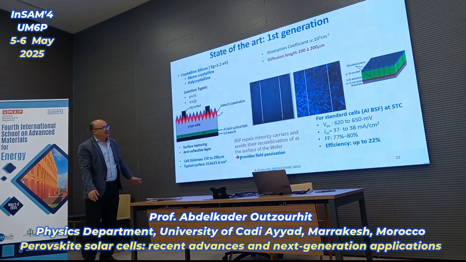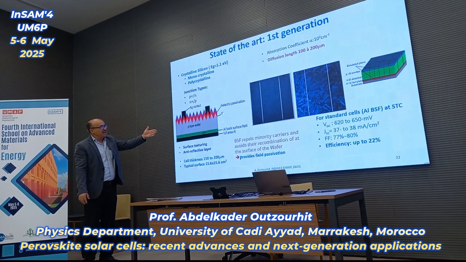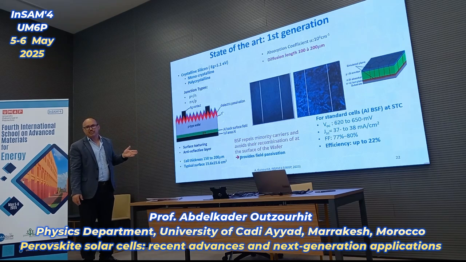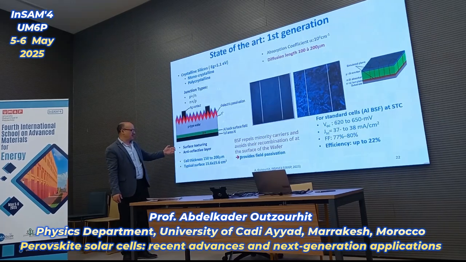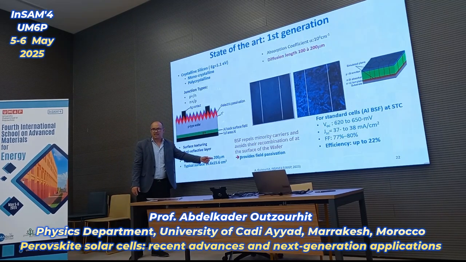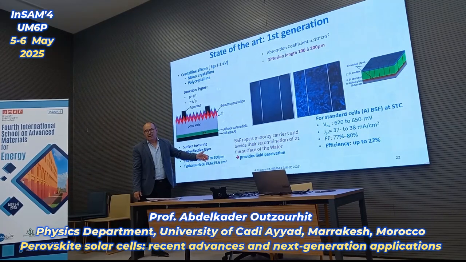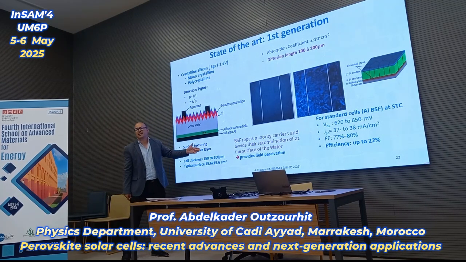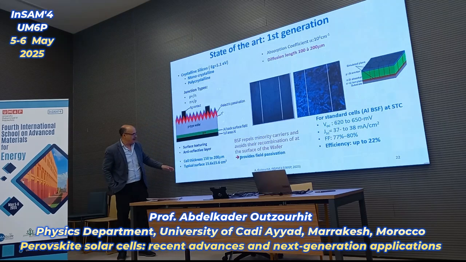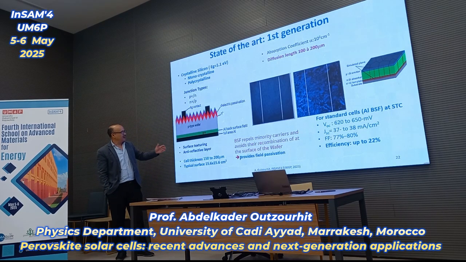And for this cell, the open circuit voltage is around 0.6 volt. The maximum efficiency is 22%. And the cell thickness is about 150 to 200 microns. I told you that the absorption depth for silicon is 100 microns, so you see the thickness is higher. The area of the cell is about 15.6 by 15.6 centimeters. You have also surface texturing, etc.